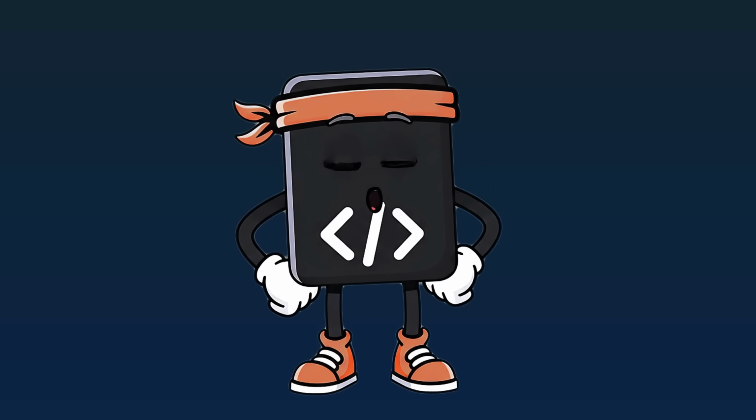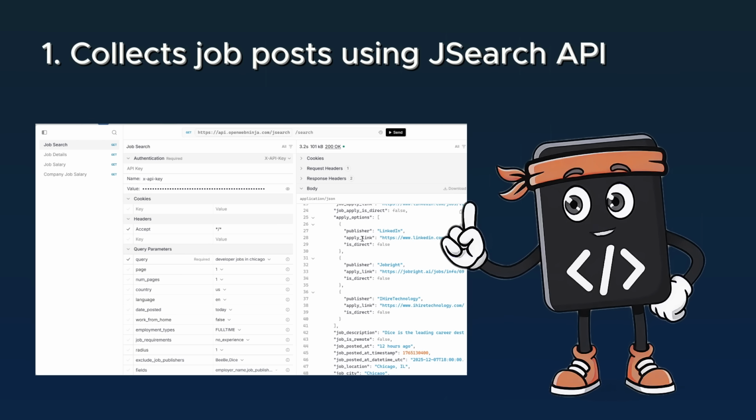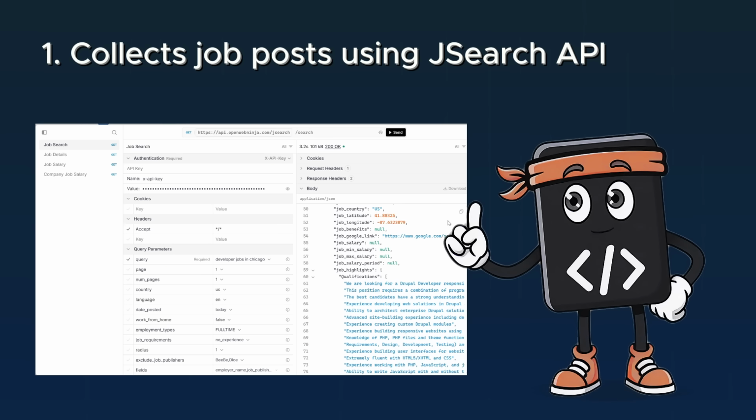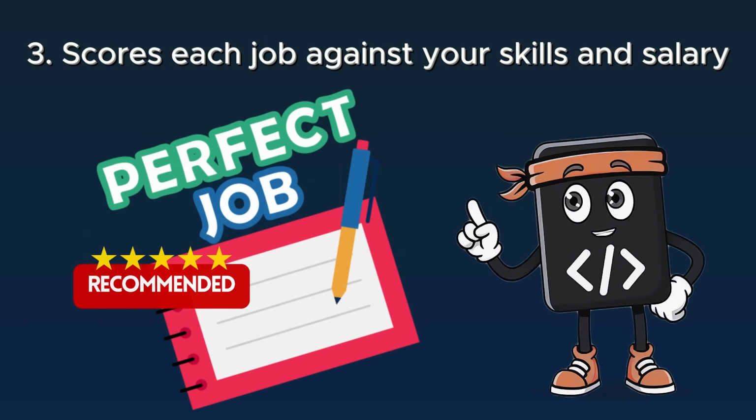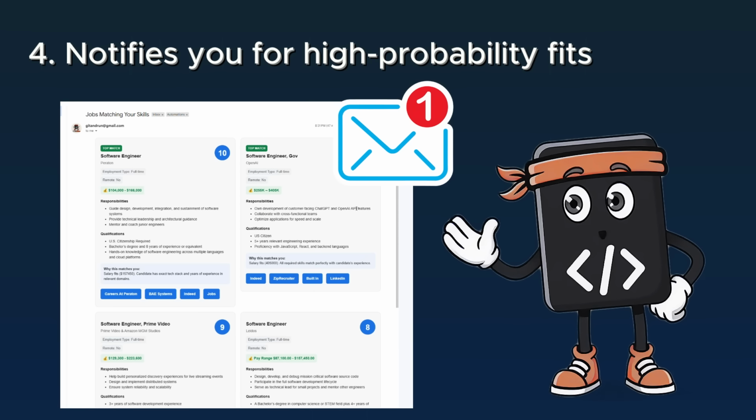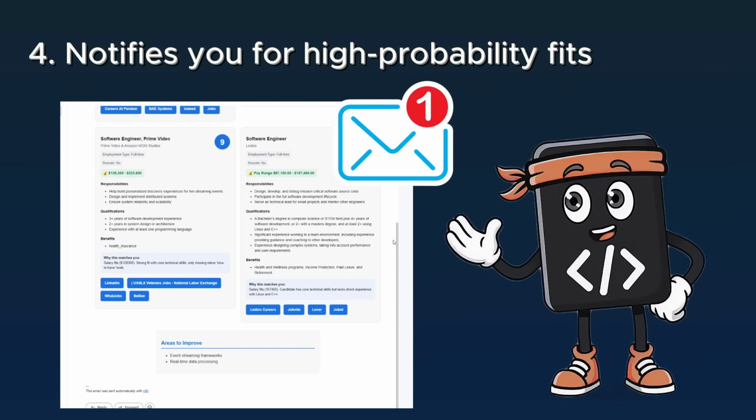In this video, you will learn to: 1. Collect job posts using JSearch API. 2. Extract requirements and salary info. 3. Score each job against your skills and salary using an AI. 4. Get notified of high probability matches and get suggestions of skills to learn and improve to qualify for more job openings.